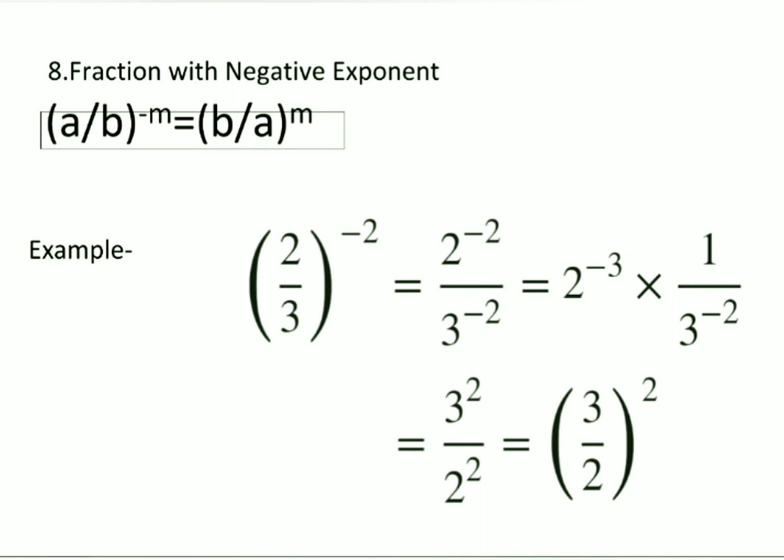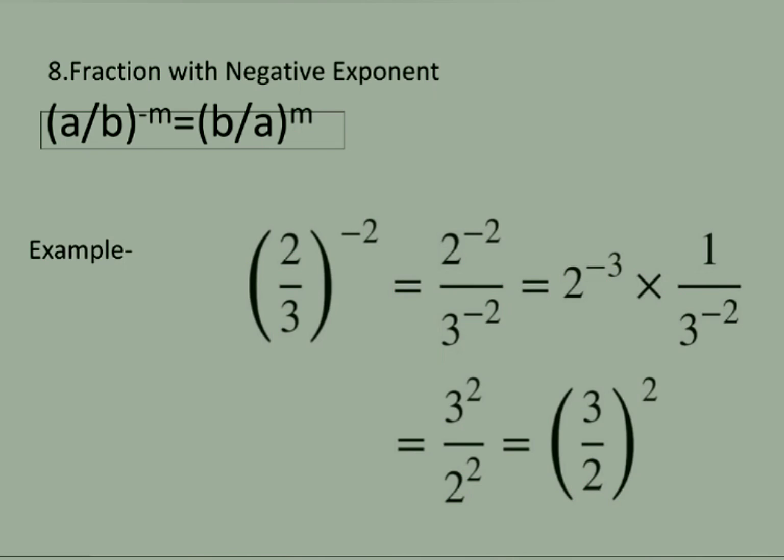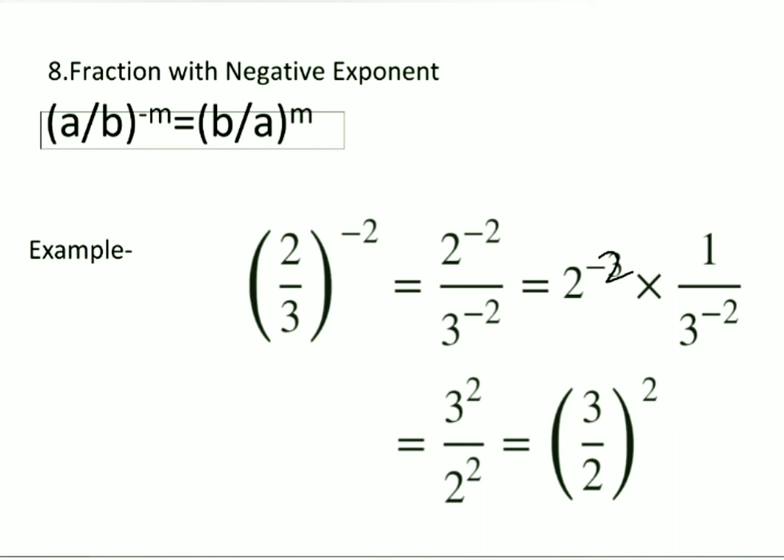Next law is about fraction with negative exponent. You will see the law of exponent written on the screen as a upon b raised to the whole power minus m is equal to b upon a raised to the whole power m. Student, next law of exponent is about the fraction with negative exponent. You will see the law written on the screen as a upon b raised to the whole power minus m is equal to b upon a raised to the whole power m.